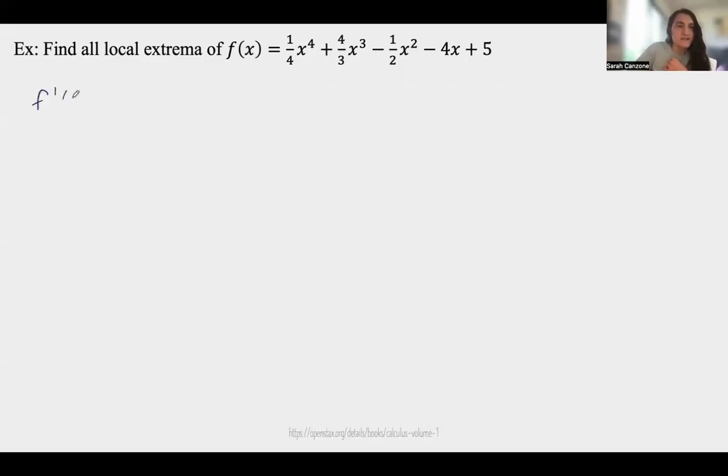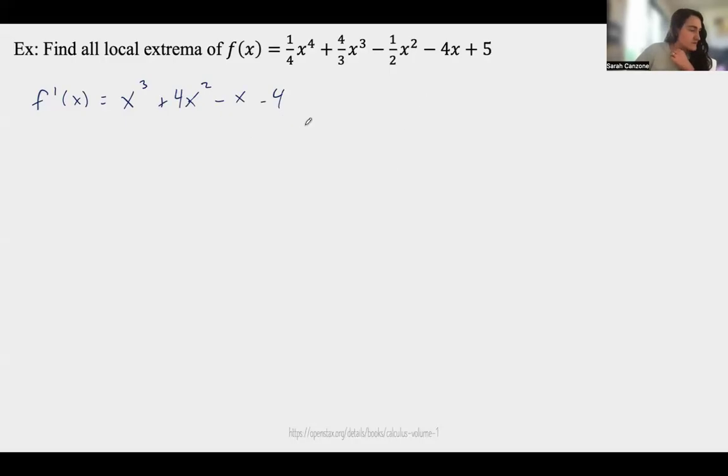So again, we'll start off by taking the derivative of our function. 4 times 1/4 is just 1, so we get x cubed. 3 times 4/3 is just 4, so this is plus 4x squared. 1/2 times 2 is just 1, so that's minus x. And then the derivative of minus 4x is just minus 4, and the derivative of 5 goes away. So that's not too bad.